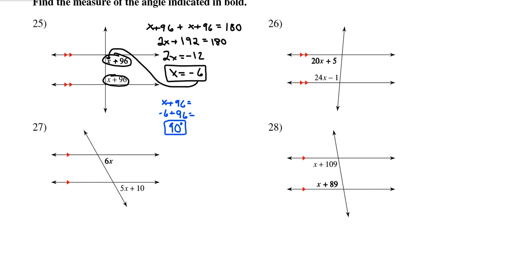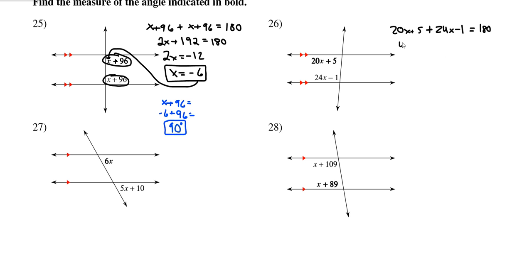All right, let's go through the same process on the next 3 here. So on these are same side interior, just like the previous one. So these two must add to 180 degrees, same side, supplementary. So 20x plus 5, if I add that to 24x minus 1, when I add them together, they must equal 180 because they're same side interior, so they're supplementary.